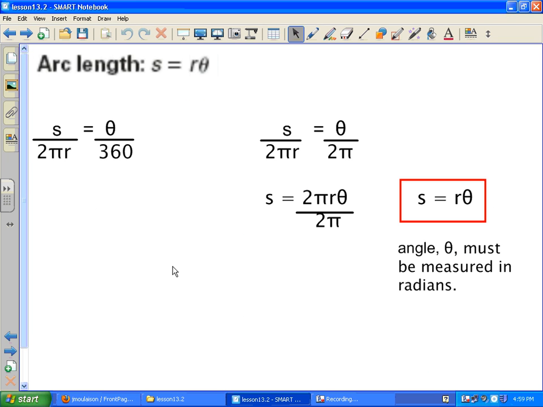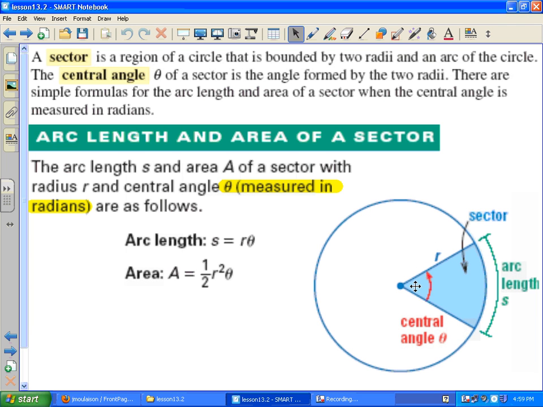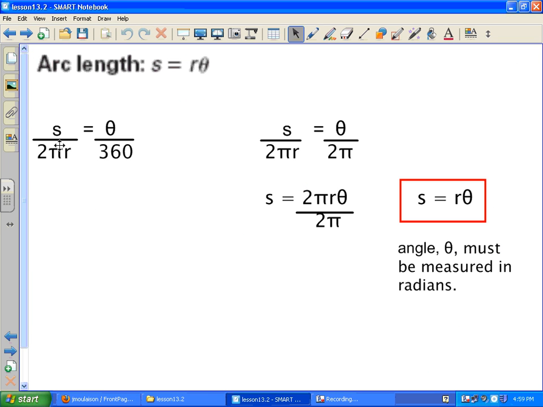when we calculated arc length in geometry, we set up a ratio and said, well, the arc length of the sector divided by the circumference of the circle was equal to the measure of the central angle, and the central angle corresponds to this angle here, the angle of the sector. So the arc length of the sector divided by the circumference of the circle is equal to the angle of the sector, that central angle, divided by the full circle in degrees, 360.